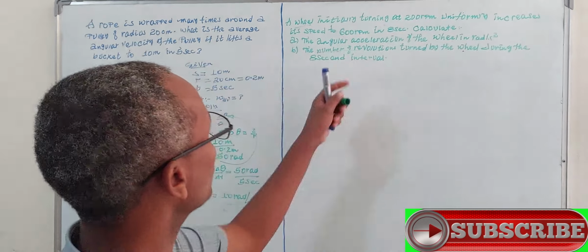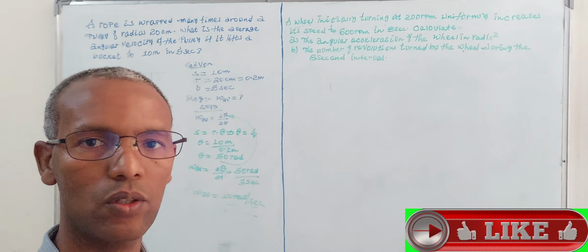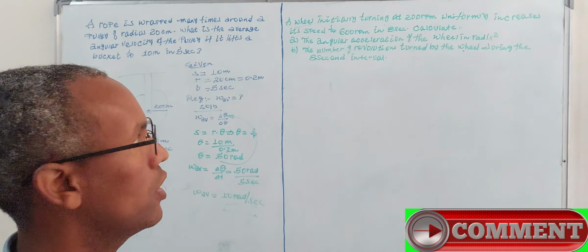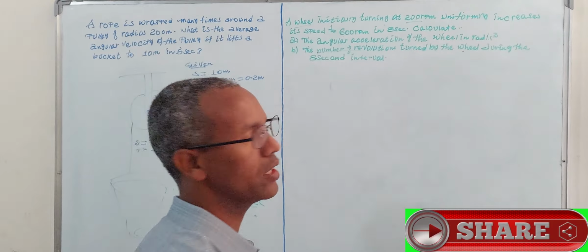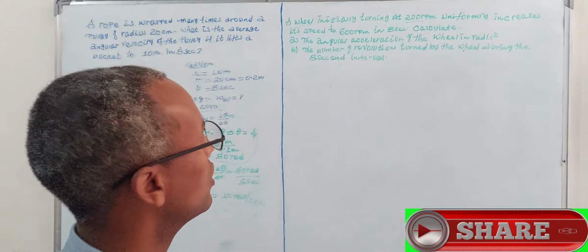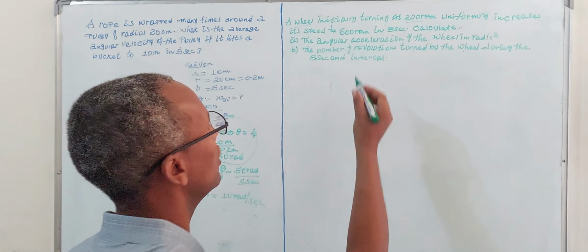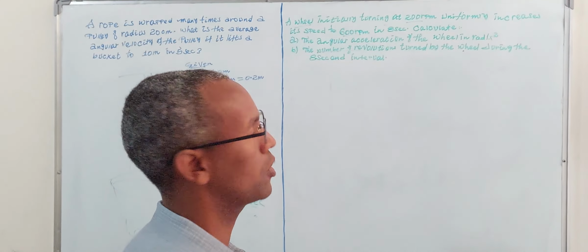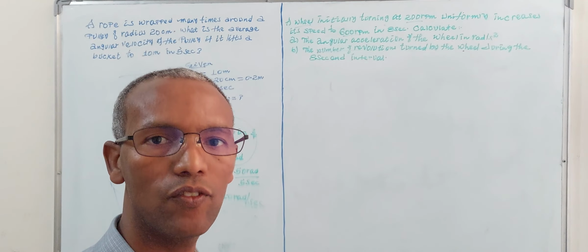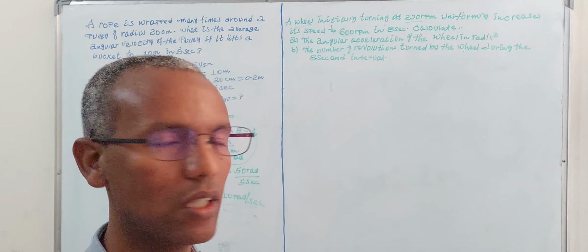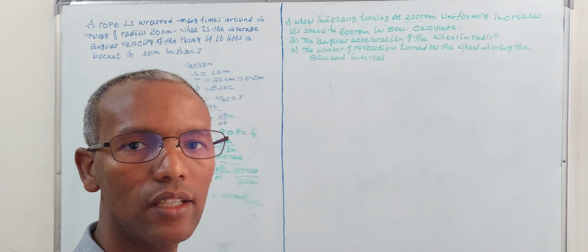Okay, so let's proceed with the next exercise. A wheel is initially rotating with a speed of 200 revolutions per minute. It uniformly increases its speed to 600 revolutions per minute within 8 seconds. Then calculate the average angular acceleration of the wheel in rad per second squared, as well as the number of revolutions turned during these 8 seconds.